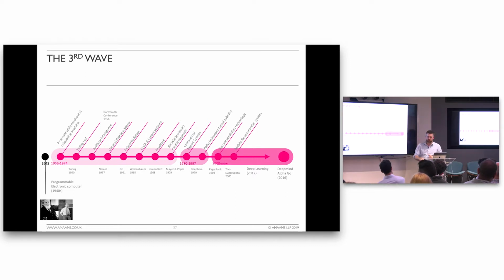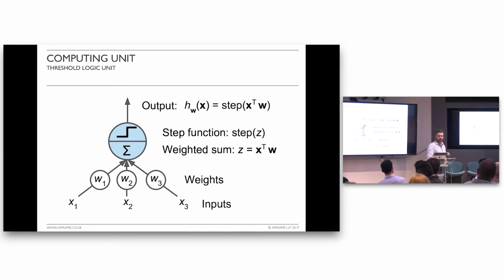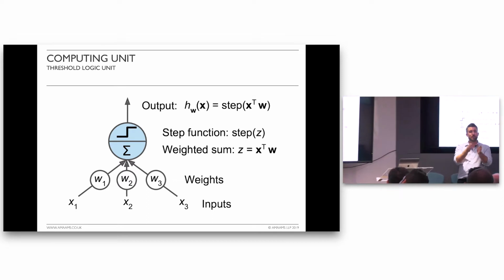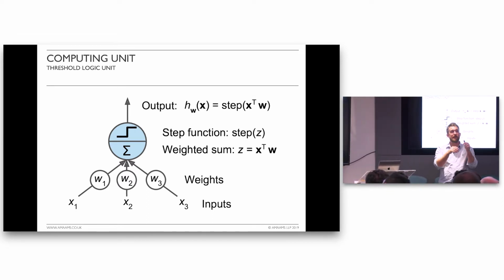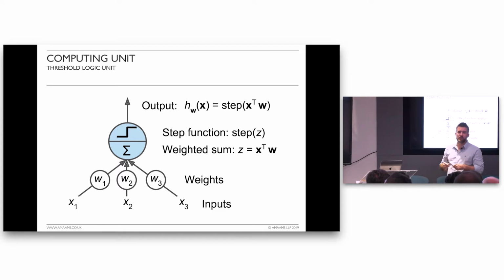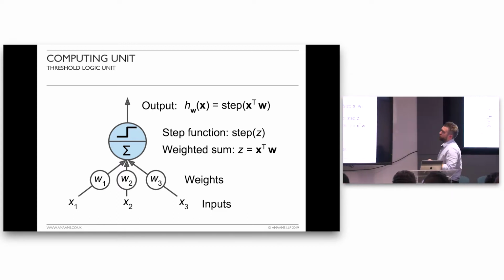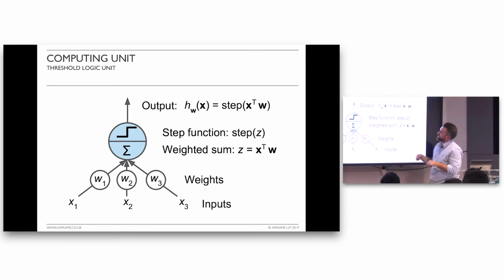Now that neuron model, what's it called? I've got it on the next slide actually. The threshold logic unit is the building block of neural networks, deep neural networks. And all we do is combine computing units up in more and more complicated frameworks to get them to do more and more useful things.